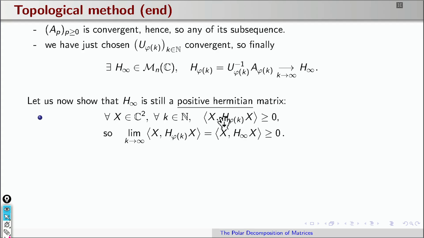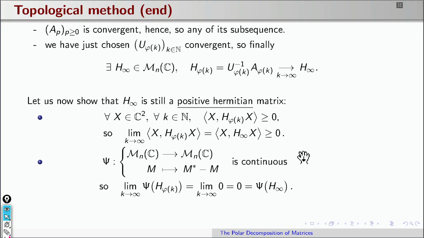What is the definition of being positive? It means that this quadratic form of x is positive. Here we can see it as a function of the matrix inside. It is continuous. So when we take the limit of scalar product x, Hx, we put the limit inside. But you can just say that this is a number. The limit of a positive number is positive. So this is true for all x. It means that this matrix is positive.